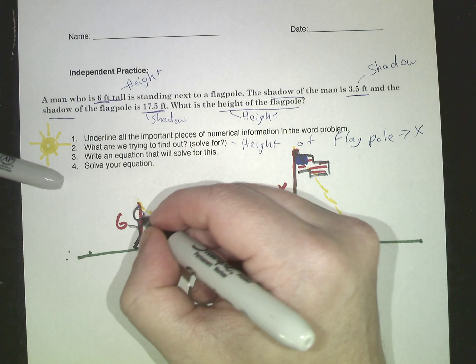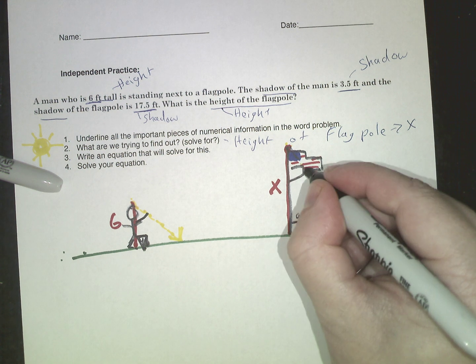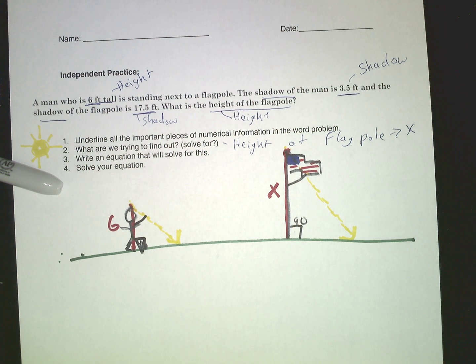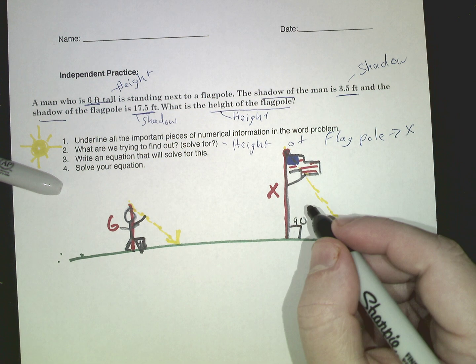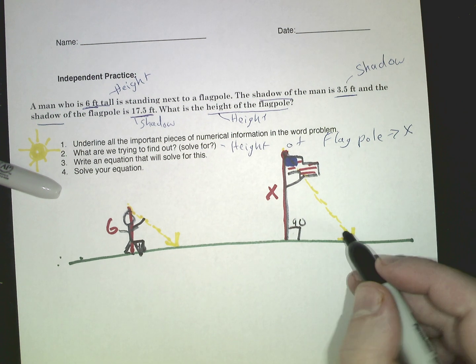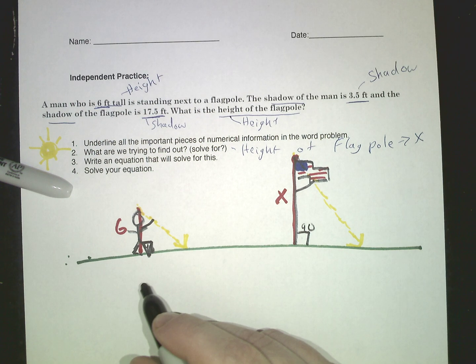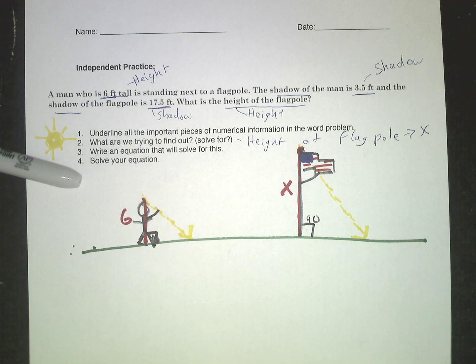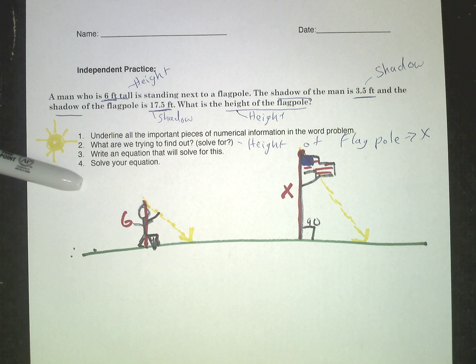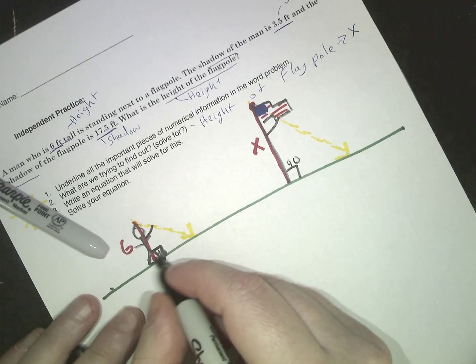And then the angle from the sun to the shadow is the same in both of these. I don't know what they are, and that means the next one has to be the same. So I have two similar triangles. Now, next part is I have to draw my shadow.